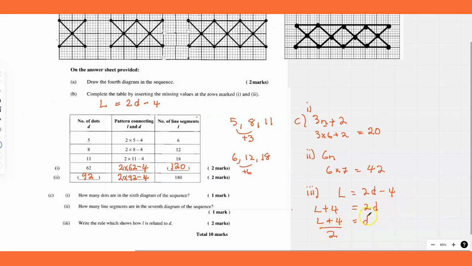So it's the same formula, you just rearrange it to make D the subject. If you do this, you'd still get the mark for it, okay? Here ends question 8.